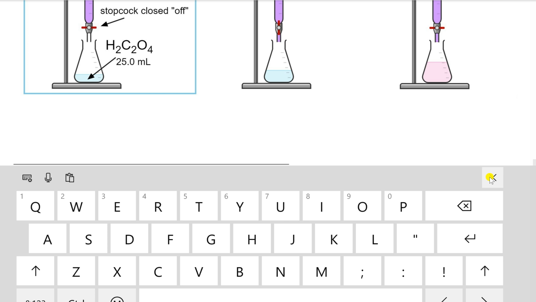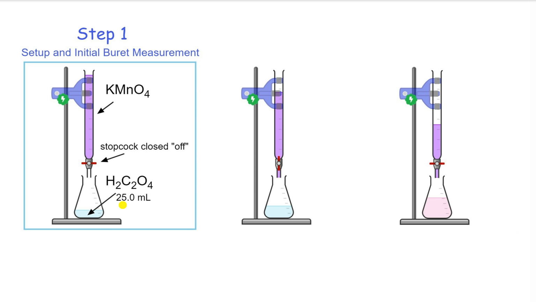In the flask is what we're analyzing. That's going to be our oxalic acid, and we know we're going to put 25 milliliters of the acid into our flask. We just don't know the molarity of what is inside of our flask.